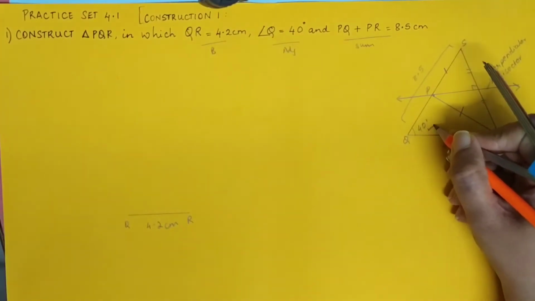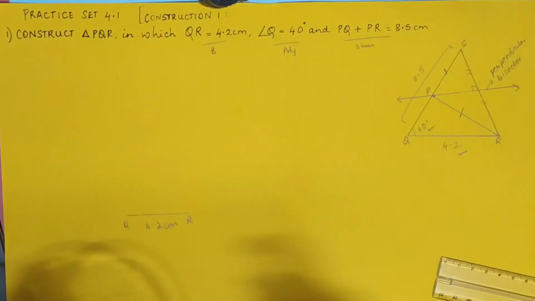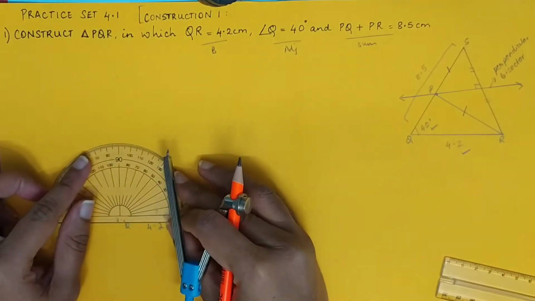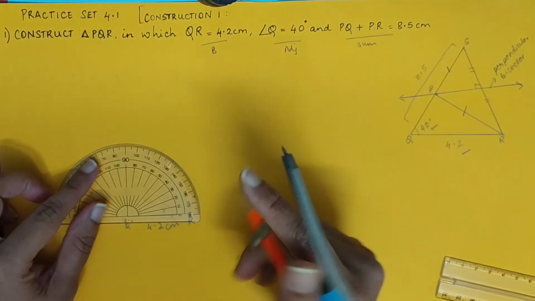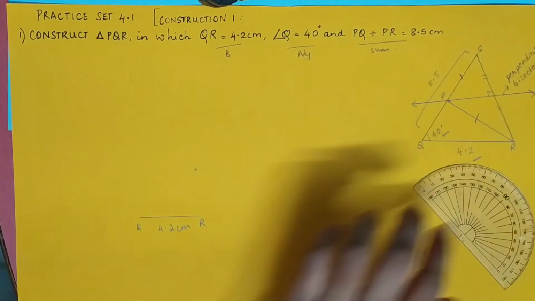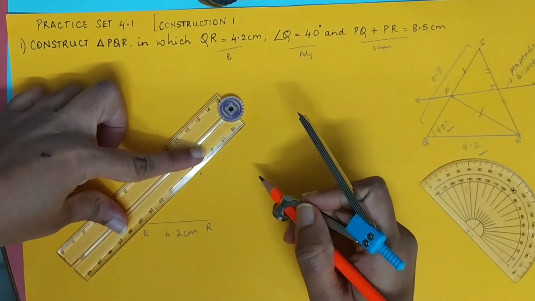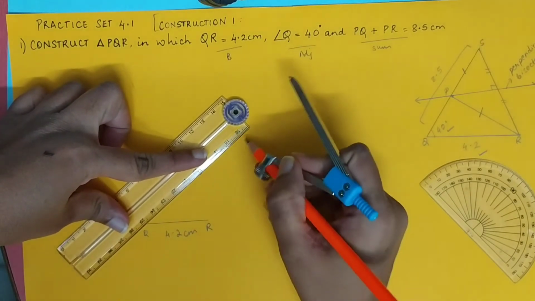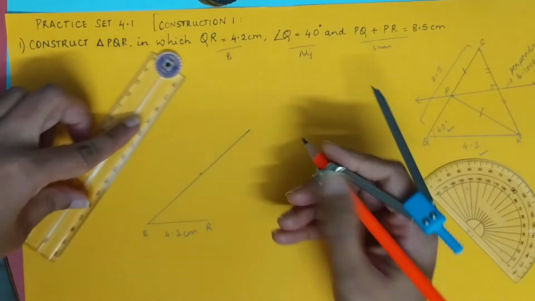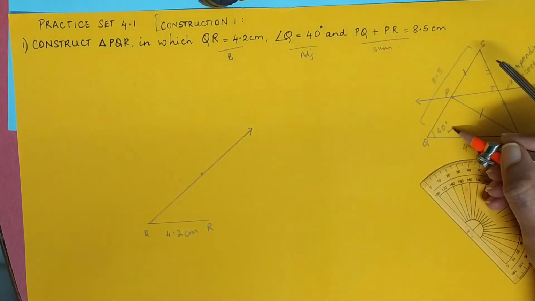The second step is to draw an angle of 40 degrees. We're going to use a protractor. Since this is angle Q, I'm going to place the center of the protractor on point Q and measure 40 degrees. I'm going to draw a ray. I finished drawing the angle.